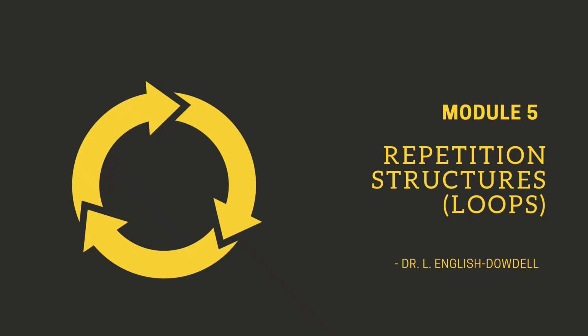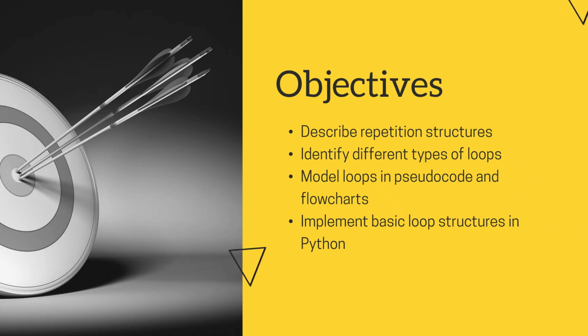So let's dig in. The objectives for this module and specifically for this lecture are to describe repetition structures, identify different types of loops, model loops in pseudocode and flowcharts, and then implement basic loop structures in Python.